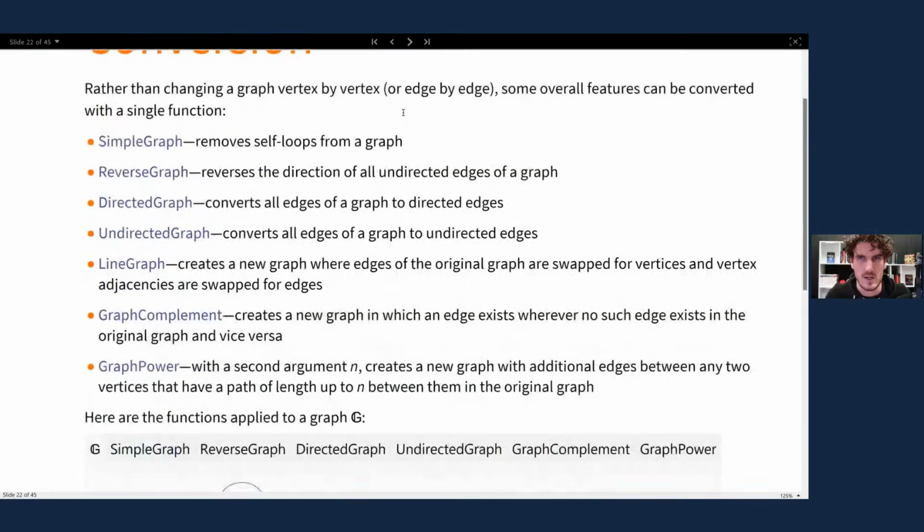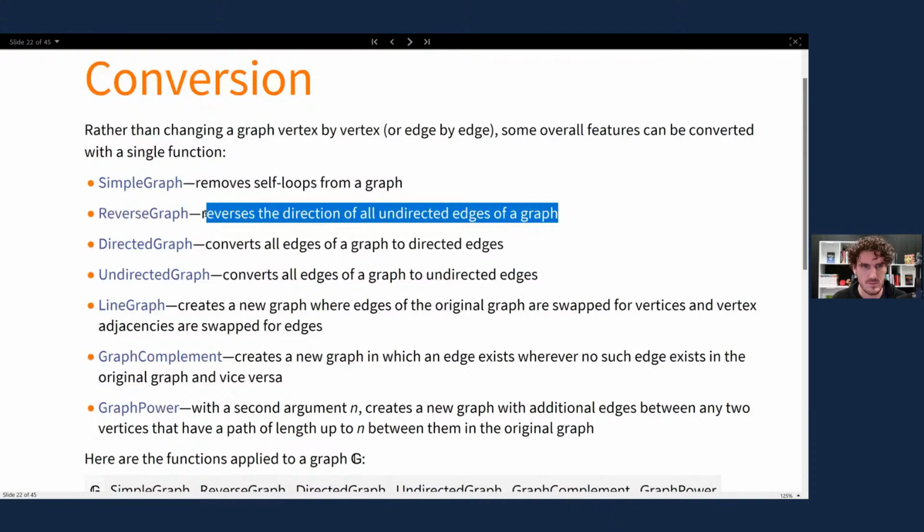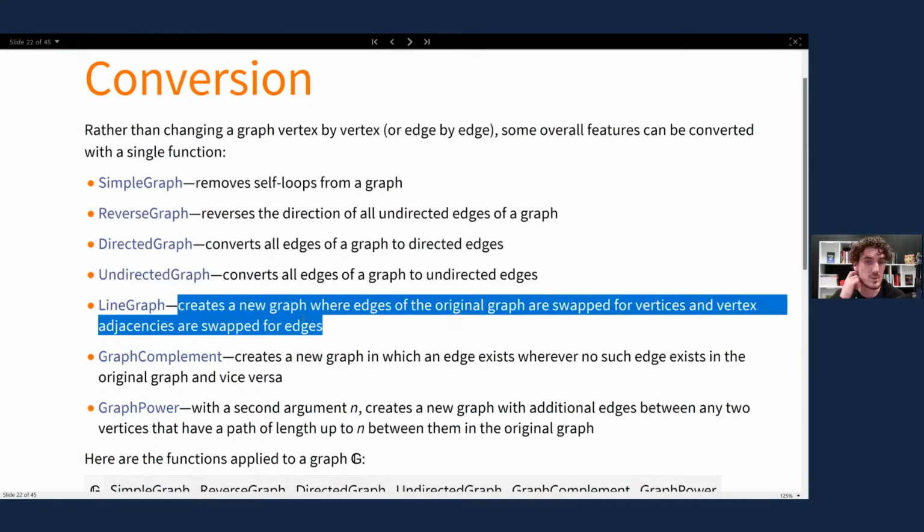Okay, and these are the operations that I wanted to talk about before. We've seen how you can find the dual planar graph of something. It's a lot of functions like this, right? Simple graph. A graph is only simple if it has no self loops, so this would remove the self loops. Reverse graph reverses the direction of all directed edges. Directed graph converts all edges to directed edges, and this does the opposite. Line graph creates a new graph where the edges of the original graph are swapped for vertices and vertex adjacencies are swapped for edges. Interesting.